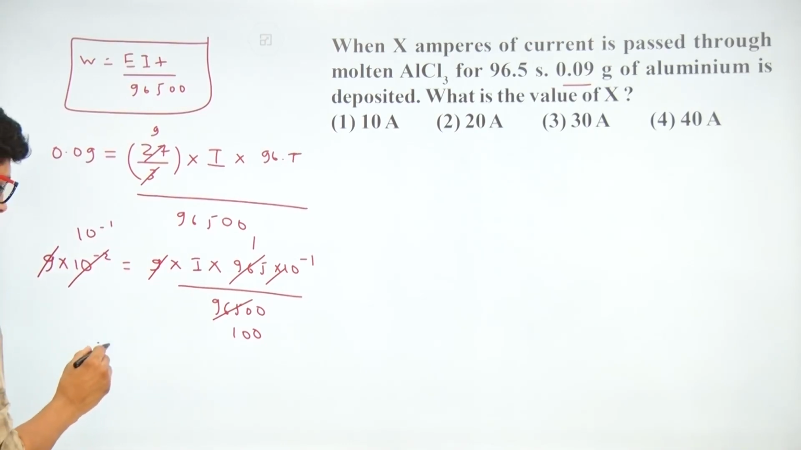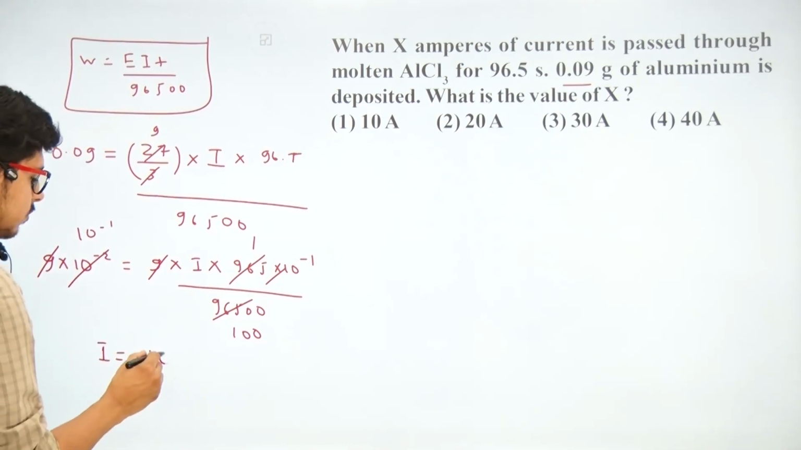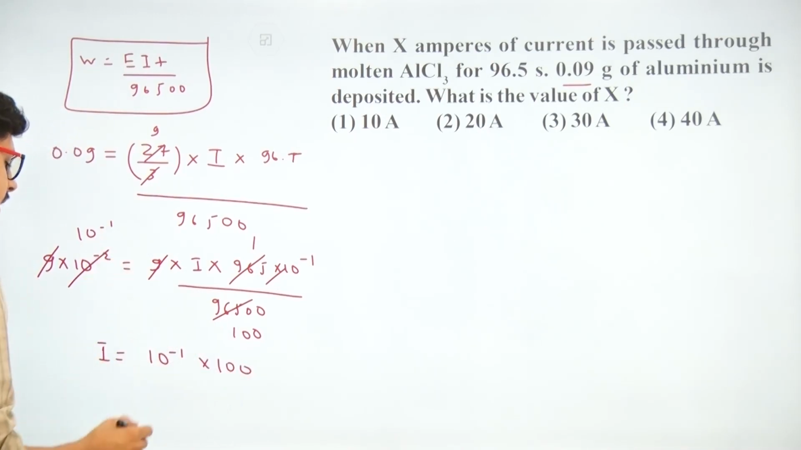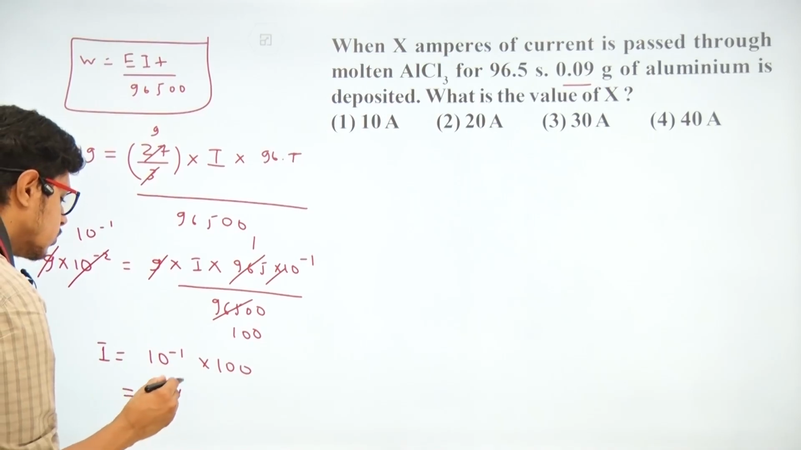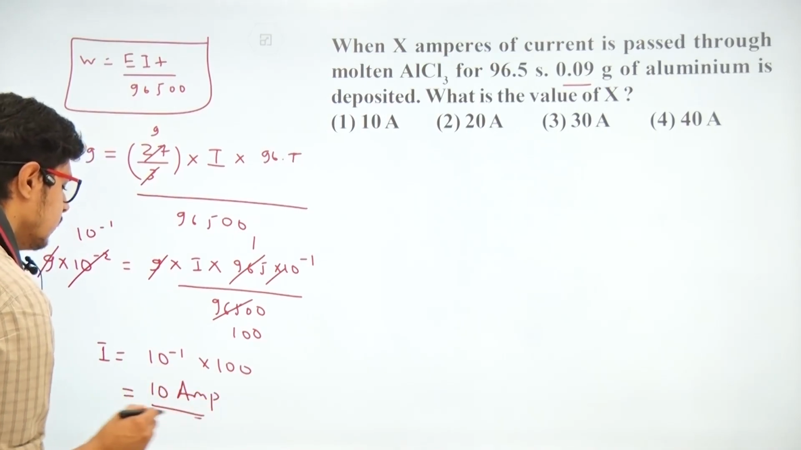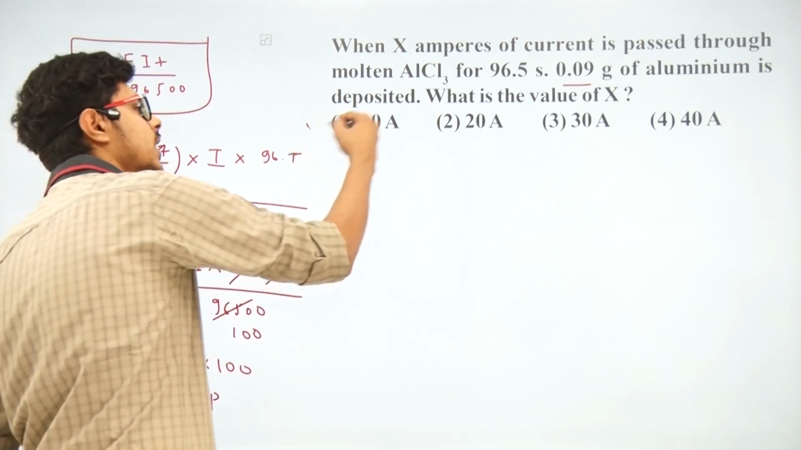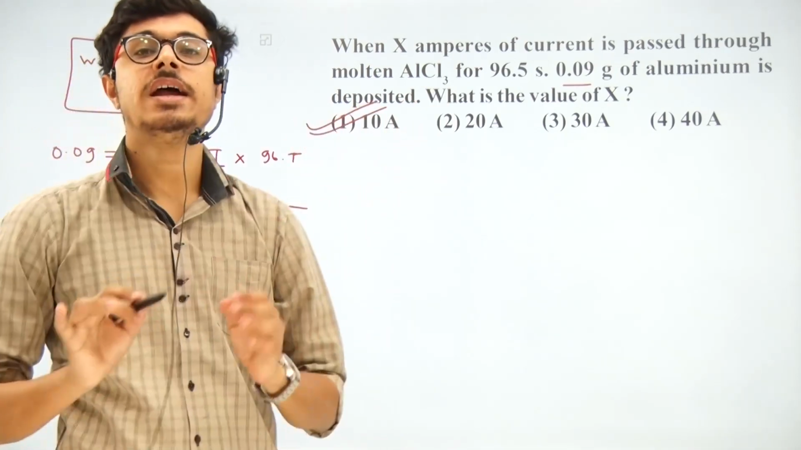Okay. And the value of I from here comes out to be equals to 10 to the power minus 1 into 100. So this is coming out to be 10 ampere. The value of X in amperes will be 10. And our correct option from here will be option number 1, that is 10 amperes.